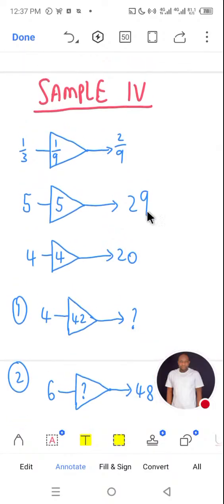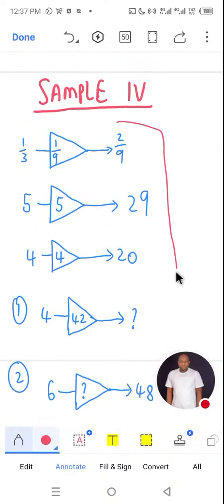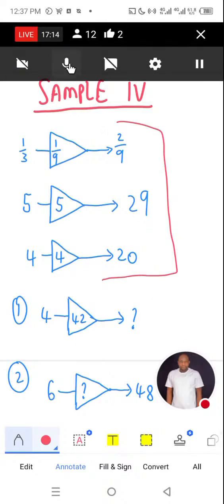Okay, so again, we have 3 samples under sample 4, right? Think through and tell me how each of the numbers was gotten. So let's go, everybody, let's go. Think. I'm going to allow you to think through. It's going to be really fun. Engage, interact, okay?